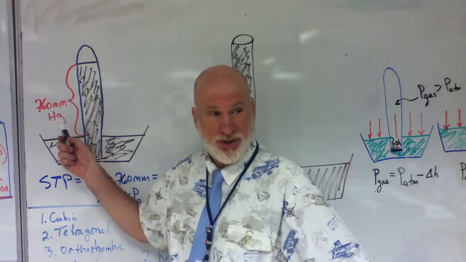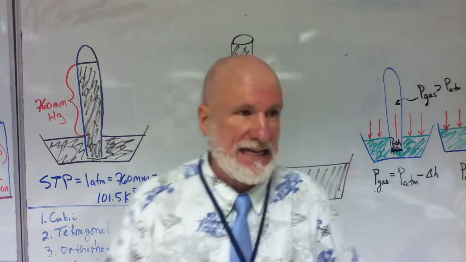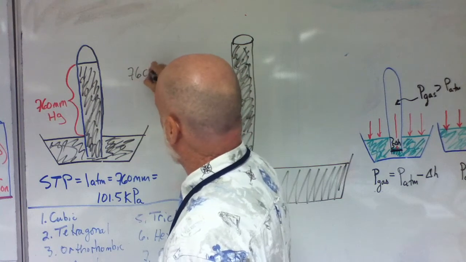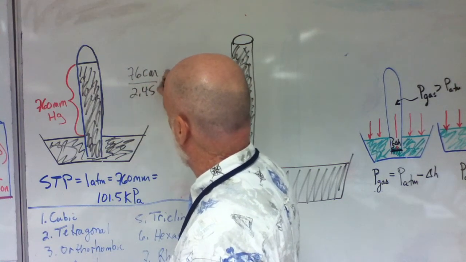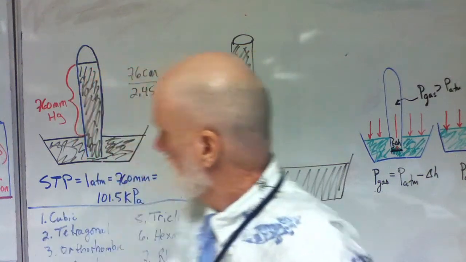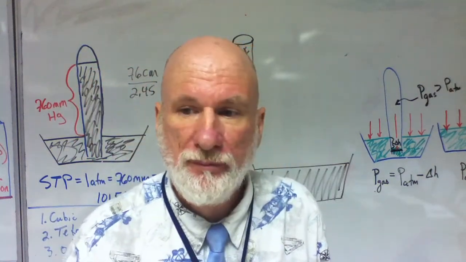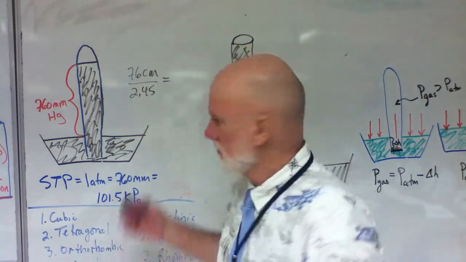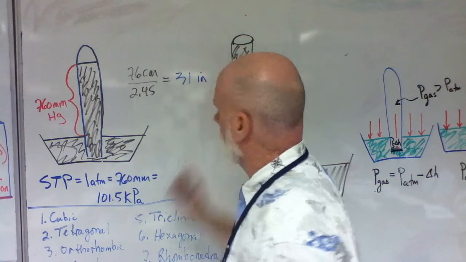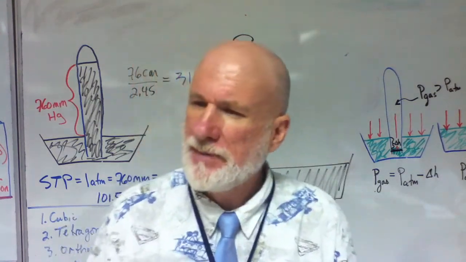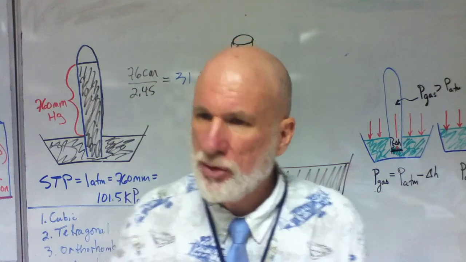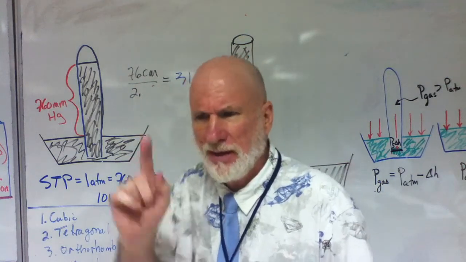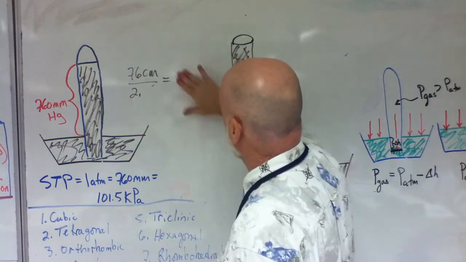Or 76 centimeters, right? What's 76 centimeters divided by 2.45? What does that equal? 31-ish? 31 inches. So, yes. I believe an inch is 2.54. Sorry, 2.54. Thank you. Excellent. Dyslexia. Thank you, Mounds. Extra credit. I like that. Excellent.